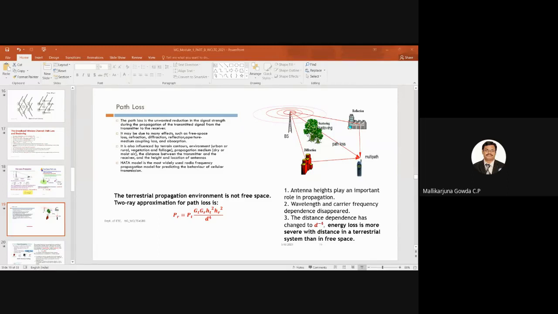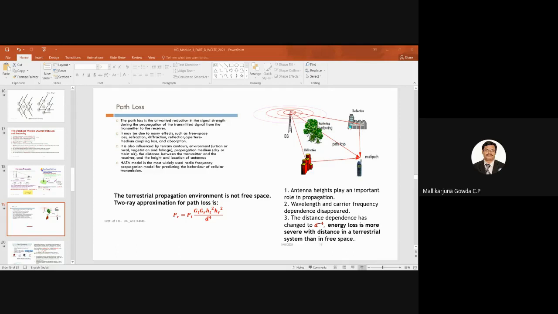The third thing is, here it is inversely proportional to the distance to the power 4. So the distance dependence has changed: 1 by d power 4 can be written as d power minus 4. So the distance dependence has changed to d power minus 4, meaning the energy loss is more severe with the distance in a terrestrial system than in free space. Hope you got my point. The energy loss is more severe with the distance in a terrestrial system than in free space, because it is d power 4, the dependence is more. So this is the two-ray model that I described.